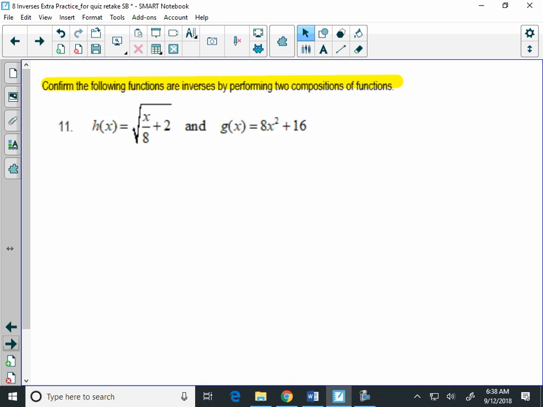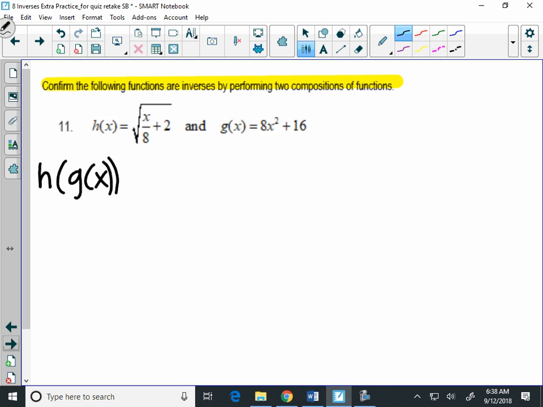Let's talk about confirming whether two functions are inverses or not. And I'm going to do number 11 to start here. Number 11 has a square root and a square in it. We want to decide if h of x and g of x are inverses. To do this, you need to perform two operations. You first need to do h of g of x. The other one you're going to do is g of h of x.